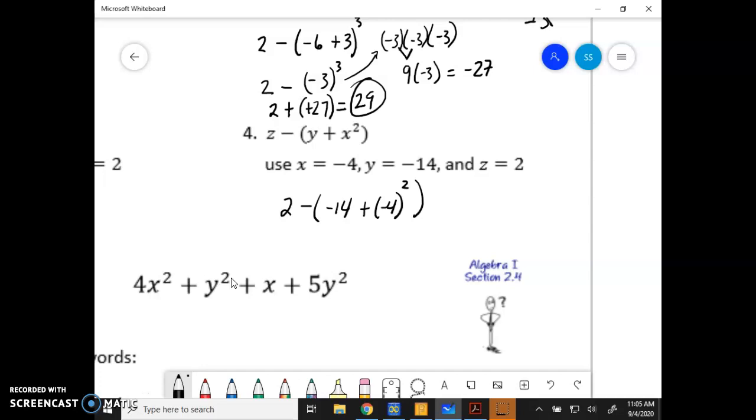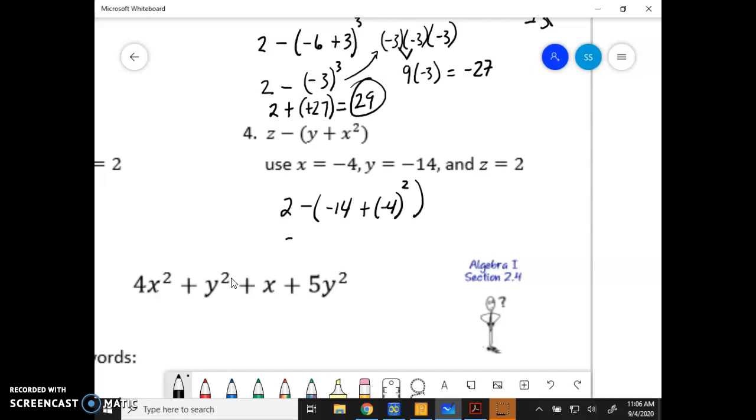Grouping symbols. Again, just to clarify this, so -4 is in grouping symbols, but there's nothing to do inside there. It's just the number -4. So you just move on to the next, which would be exponents. And we have exponents. So we're going to do -4 squared, which is -4 times -4, which is +16.